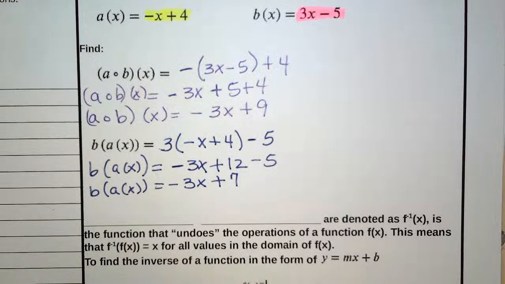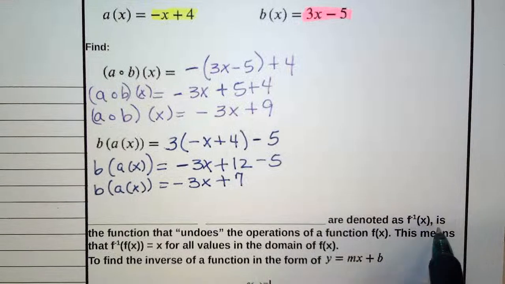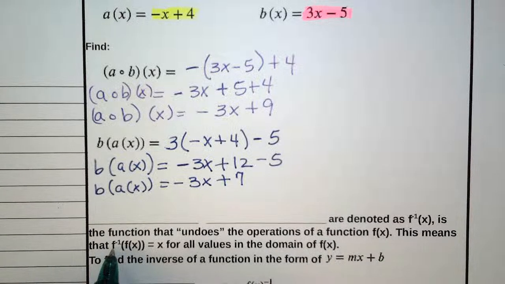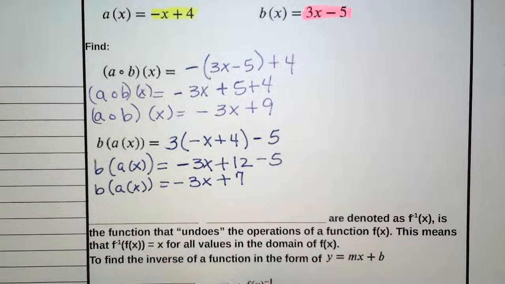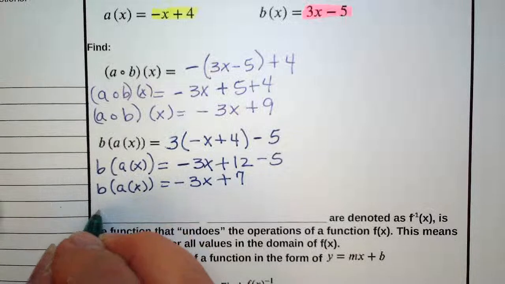What is denoted as f to the negative 1 of x is a function that undoes the operations of the first function. This means that when I take my function, I find the inverse of the function, that it will take it back to x for all values in the domain of f of x. So these are inverse functions.